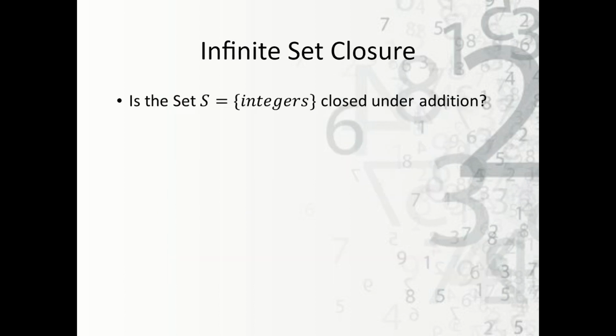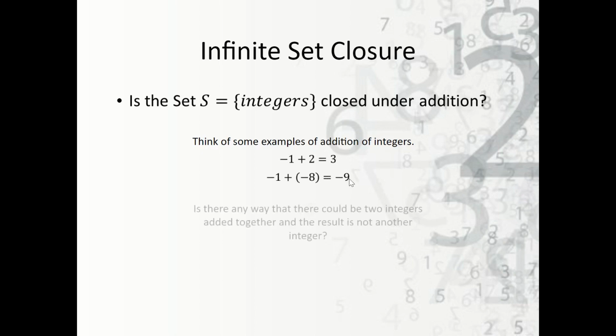So now let's take a look at this infinite set here, the set S of integers, and what we want to know is, is it closed under addition? Now we can't use a table anymore, so we need to think of some examples of addition of integers and then try to broaden it and say, is there any way that any two integers can be added together and not be an integer? So we do some examples here, and we can see that they're still turning out to be integers.